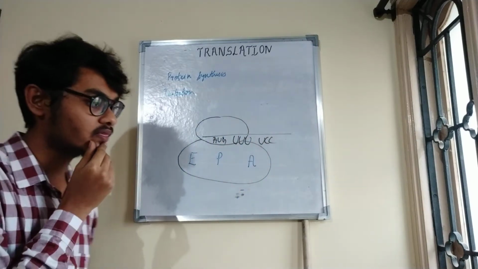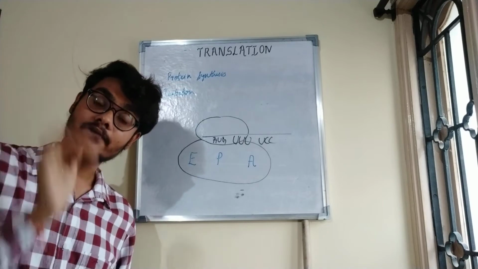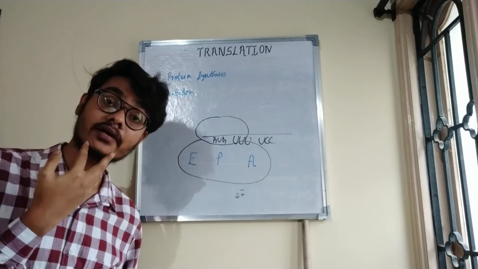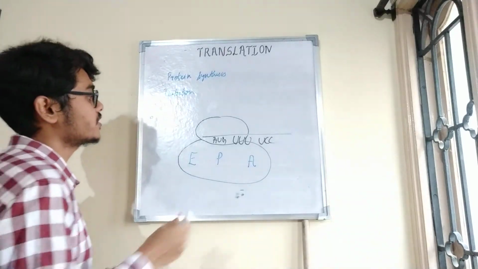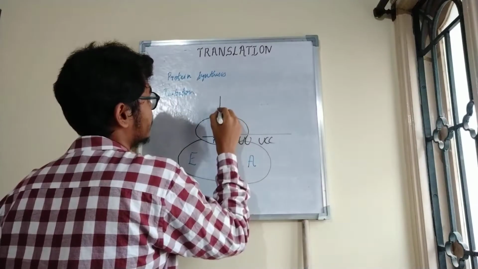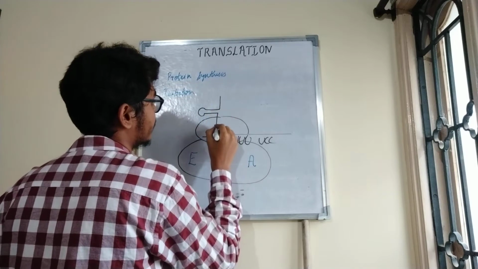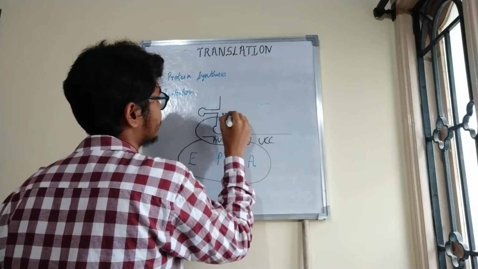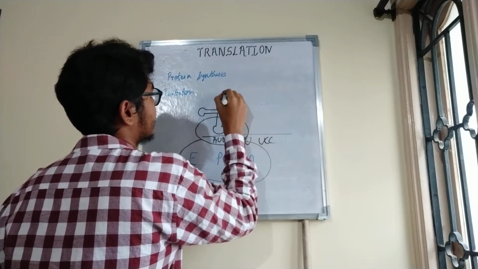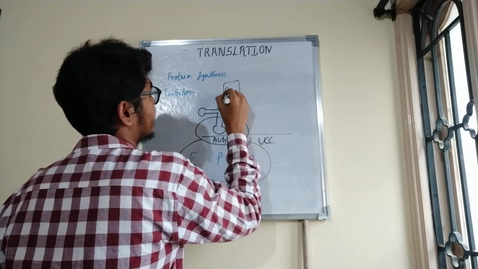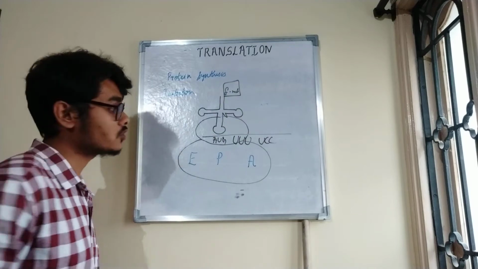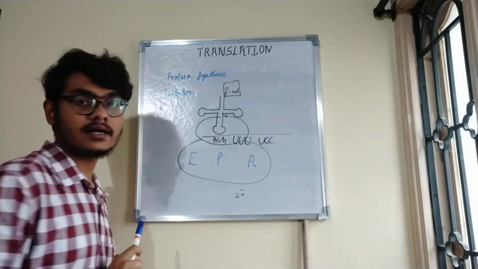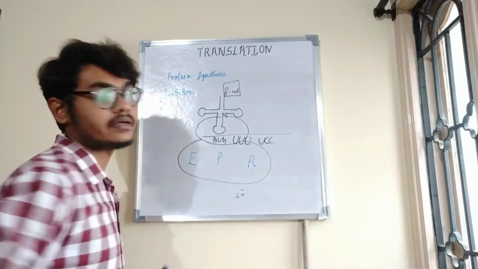Now what happens? tRNA, which is having the activated amino acid, it should come and bind here. So here at P site, tRNA, which is having activated methionine, that is nothing but F-met, comes and binds here because the anticodon arm can read the code here.